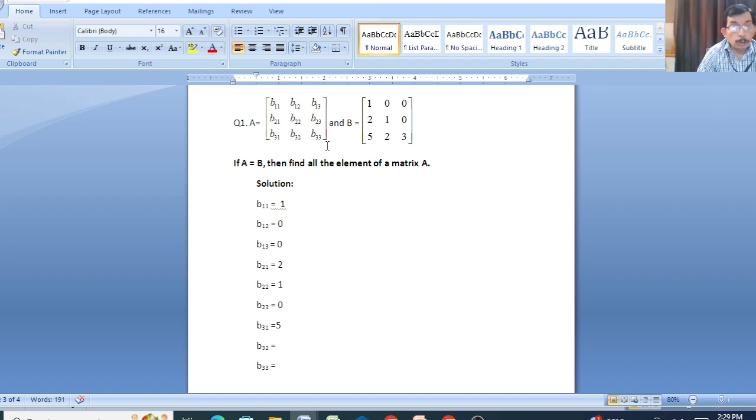B32 means the third row, second column element. In the matrix B, third row, second column element is 2. Then B32 is equal to 2. Now B33 is third row, third column. In the B matrix, third row, third column is 3. These are all the elements, the values of the matrix. Is it clear, everyone? Now the next example.